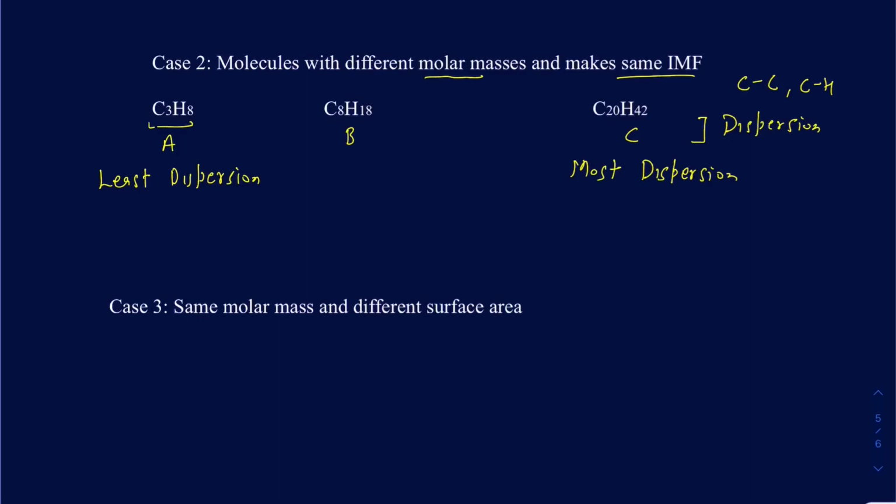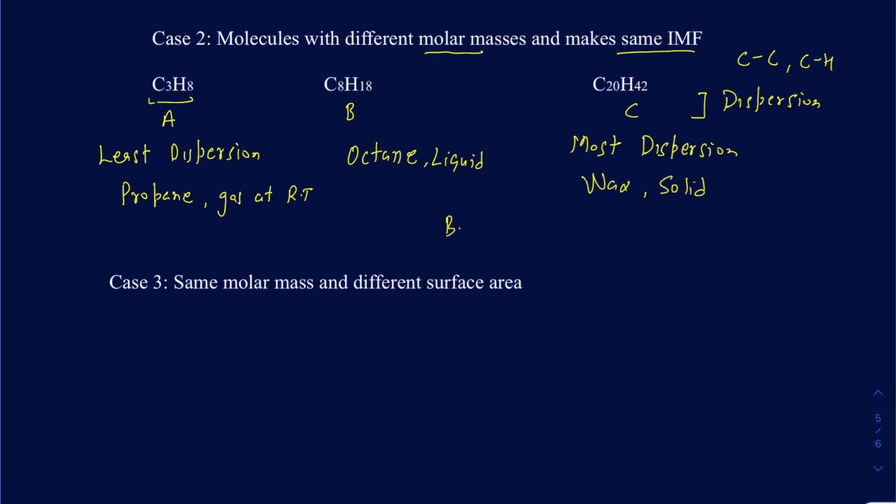And if I look at these molecules in real life, C3H8 is actually propane, and propane is a gas at room temp. C8H18 is octane, which is the active ingredient in gasoline, and it's a liquid at room temperature. And when you look at C20H42, those are going to be your waxes. So remember, the waxes are actually solid at room temperature. So you can clearly see how, even though you have the same type of forces being made, the size increases the boiling point in this particular case.